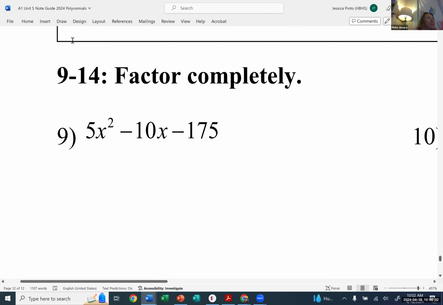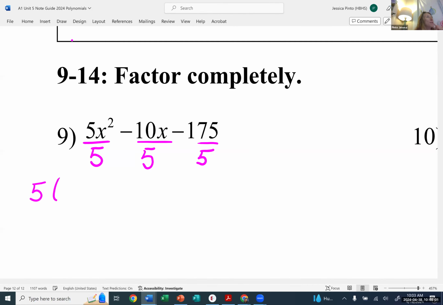Number 9. As I look at this, I see 5, 10, and then 175. I'm noticing that these are all divisible by what number? 5 it is. So that means this has a GCF. Let's practice. This one just has a GCF, and then that lead coefficient will be gone. So when I take the 5 out, it goes to the outside of parentheses.